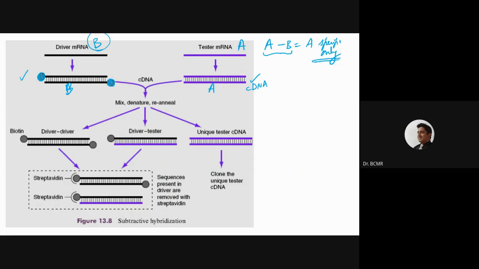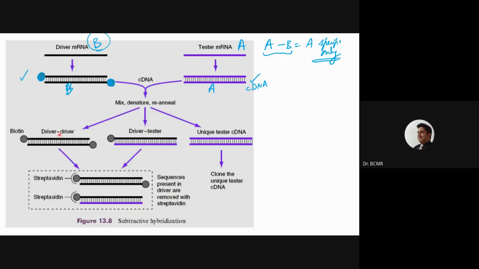The difference between cDNA of B and A here is that B is associated with biotin, and then you mix it up. Upon mixing, you denature and reanneal. These two are related species. They are from the same organism. Like I was saying, for cell type A and cell type B, the sequences are similar. There will be differences, of course.